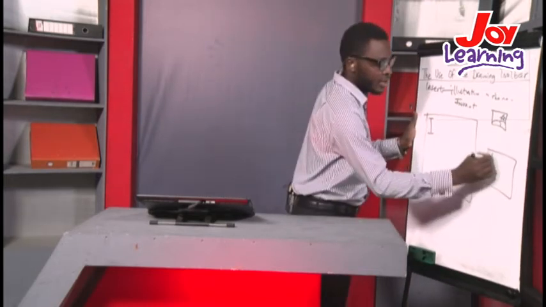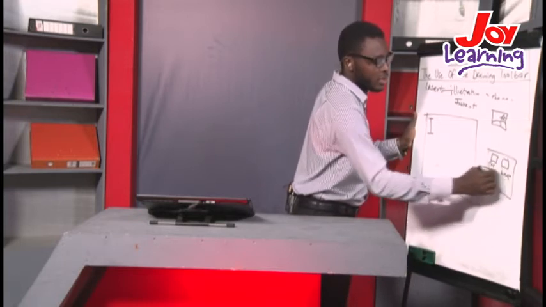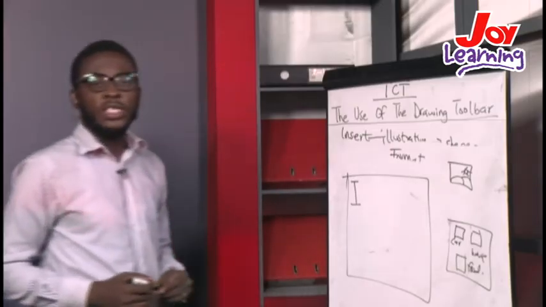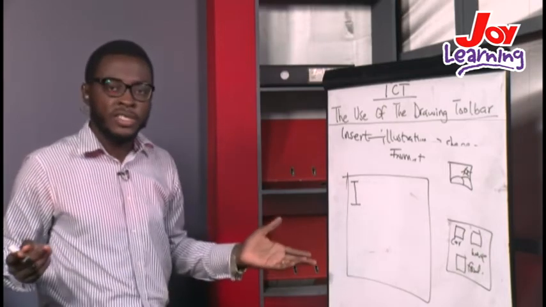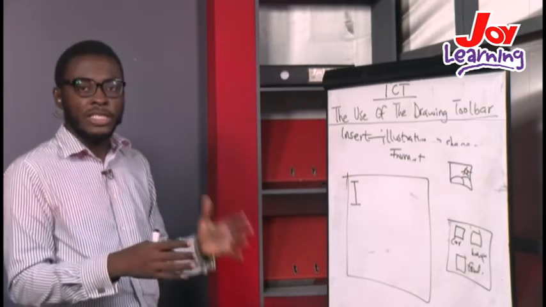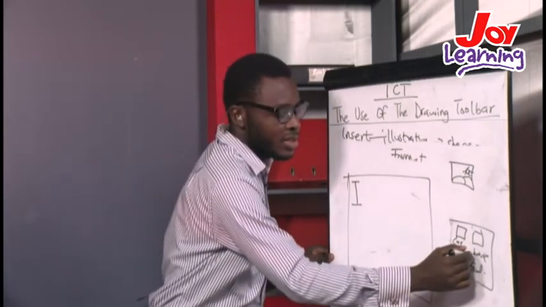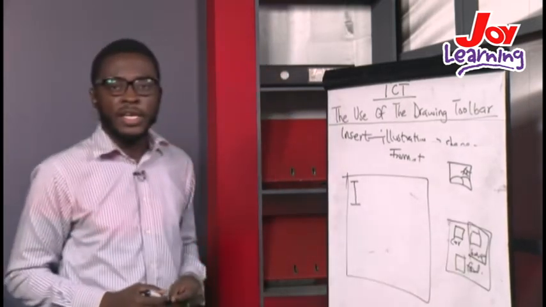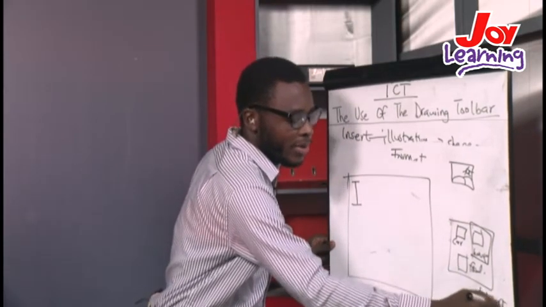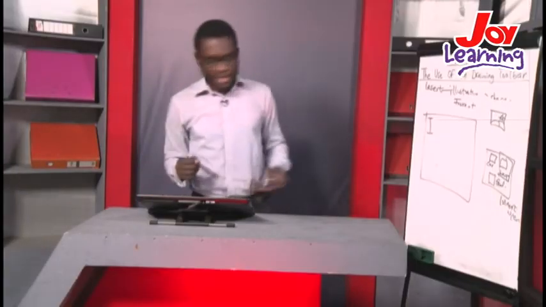Maybe this image is a car, this image is a house, this image is food. So to support the content you're talking about, maybe you're talking about houses and you want to insert a picture to support the content house. That's what you're talking about. After opening this dialog box, you select the file you want to insert, then you click Insert or you click Open, depending on the version you are using.